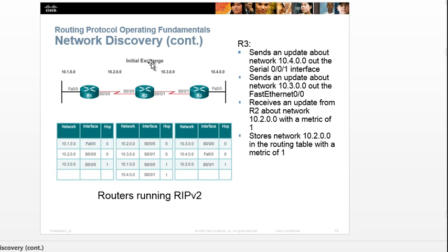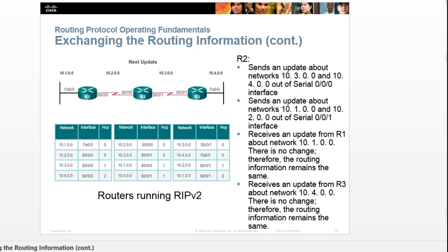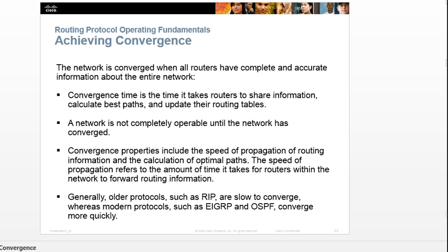So finally, router 3 sends information the other way about the 10.4 network. And ultimately, I'm going through these kind of fast, but you'll see ultimately with them running RIP2, all of the tables are finally updated because they now all contain all of the routes available on this network. Now that's a small example, but that's actually what happens even on a larger scale. And ultimately, when that's finished, you have what is called convergence. And a converged network is one where all the routers have accurate information about the entire network.